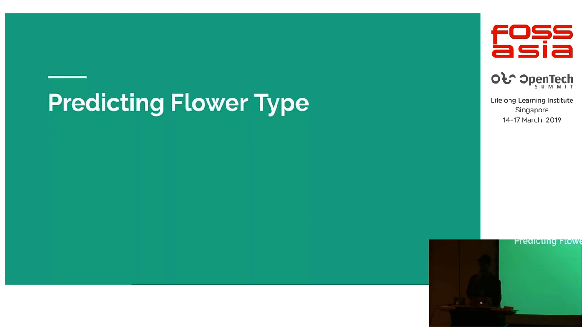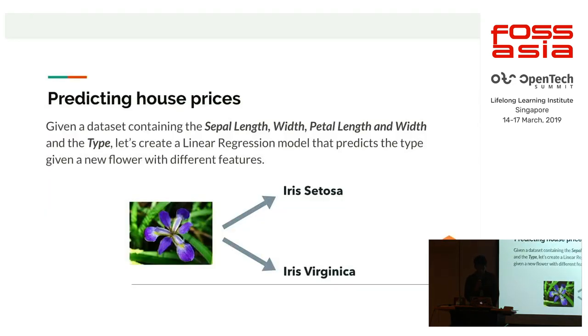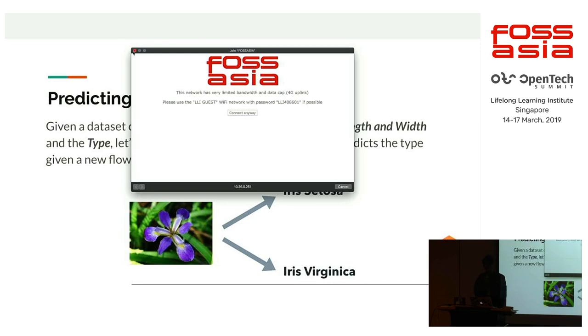So now we'll be using TensorFlow to predict the flower type. In this workshop, we'll be taking two kinds of iris flowers, setosa and virginica. We'll be using these features: the sepal length and width, and petal length and width. We'll take these four attributes and predict the type given a new training example that the model has never seen. So if we were to release our model online so that anyone can give it different values of length and width, we can actually predict what type of flower it's going to be.